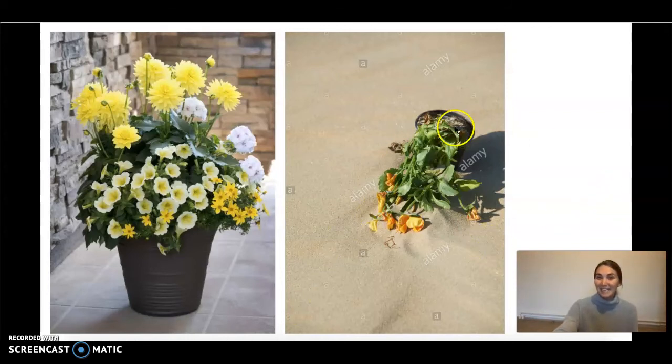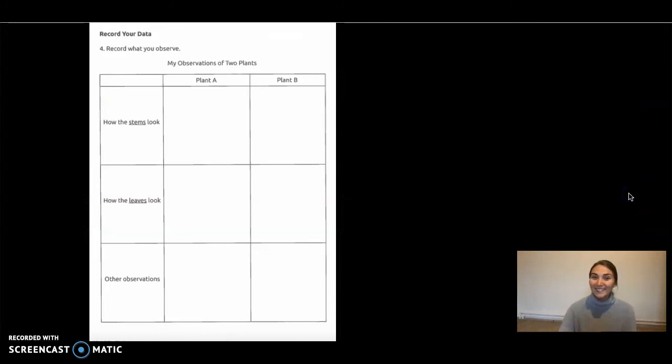Now, boys and girls, it's your turn. On your record sheet, look at 2 different plants, plant A and plant B. Draw pictures in the boxes to answer the questions. How do the stems look? How do the leaves look? Is there anything else that you observe about your 2 plants?